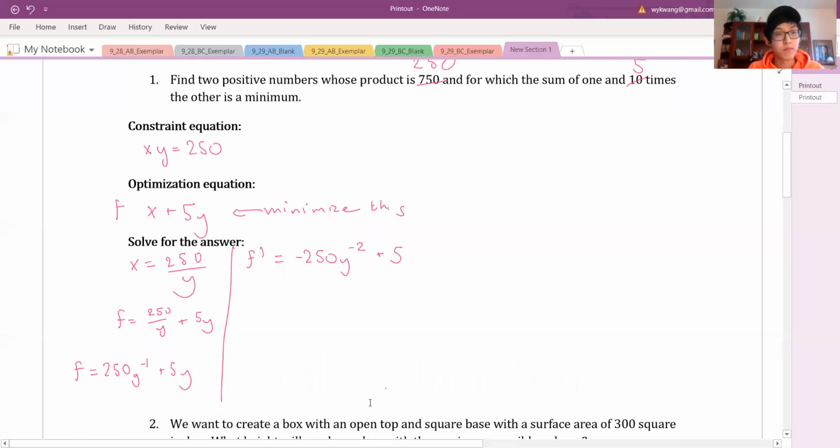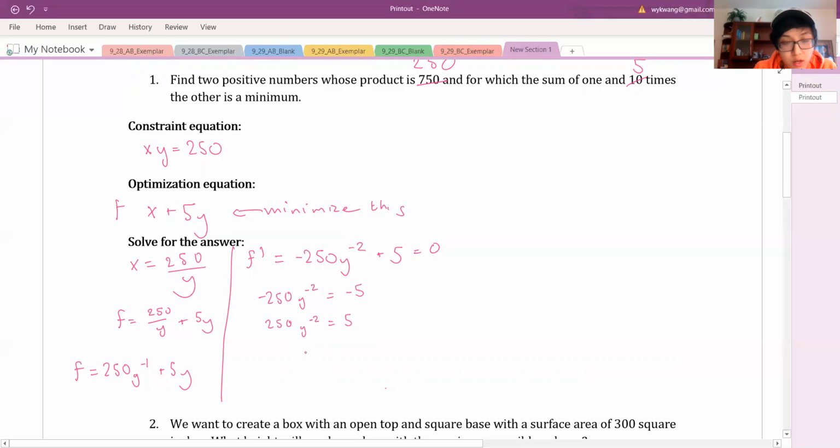Right, so now we are going to set this equal to 0. So then we're going to get negative 250 y to the negative 2 is equal to negative 5. Now let's cancel out the negatives. So we're going to get 250 y to the negative 2 is equal to 5, right?